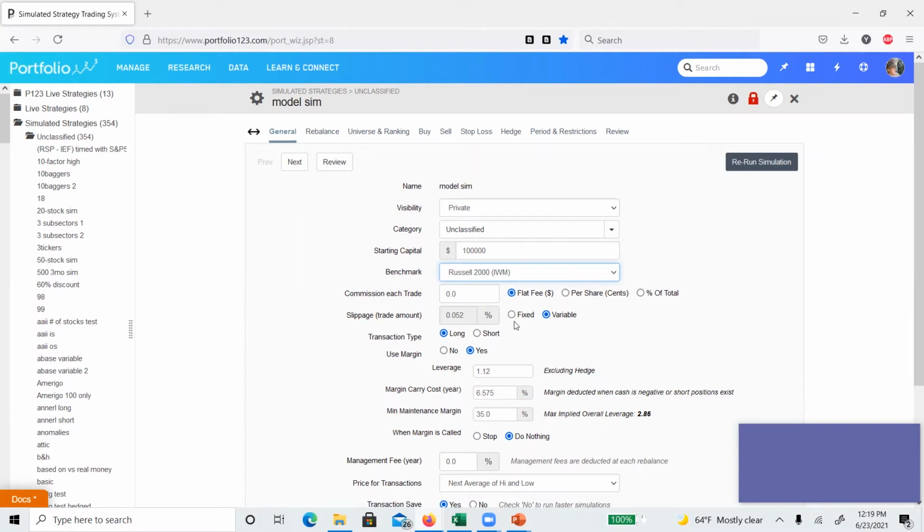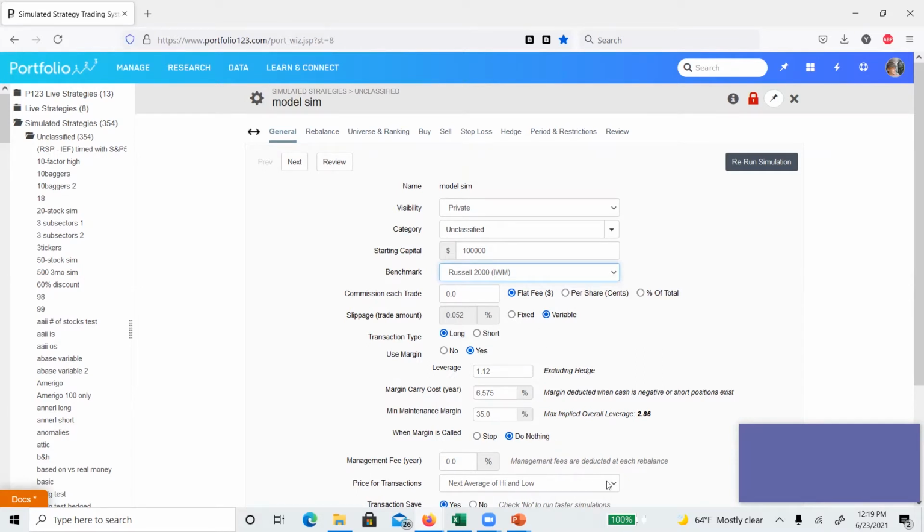And then the transaction type, I'm not going to go into short simulations today. It's more of an advanced tool. Use margin. I use margin. So simulations will help you model that. So I put in my settings here.